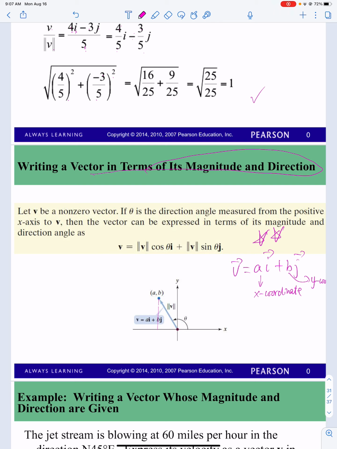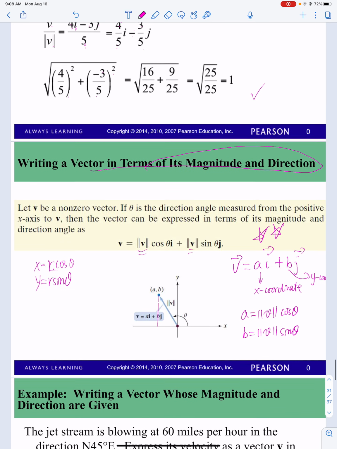And so what will be the x coordinate? Think about this, it is related to polar coordinates: x equals r cosine and y equals r sine. It's almost similar. So what is r? It's the magnitude. So then a is the magnitude times cosine. And b is the magnitude times sine. It's very similar. So your magnitude is almost like r in polar coordinates.